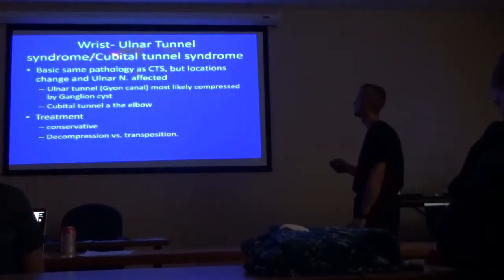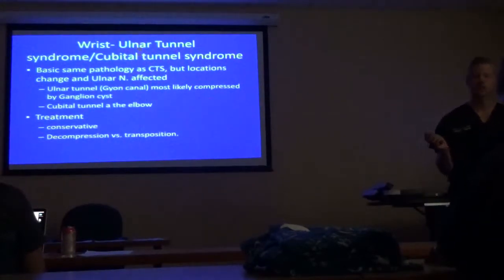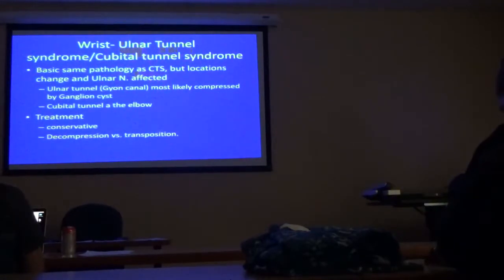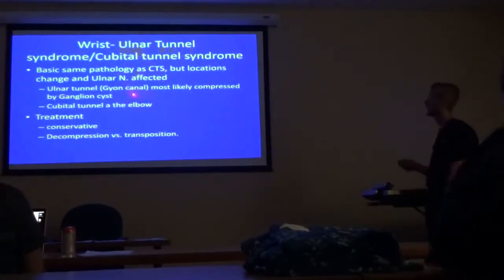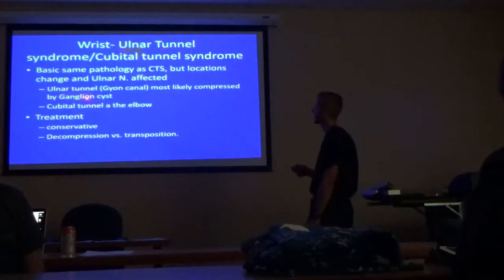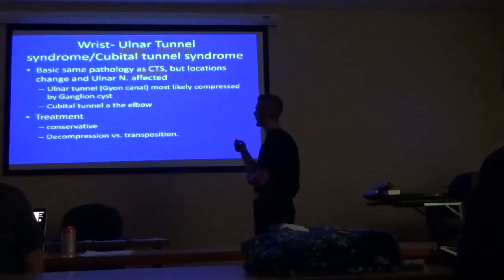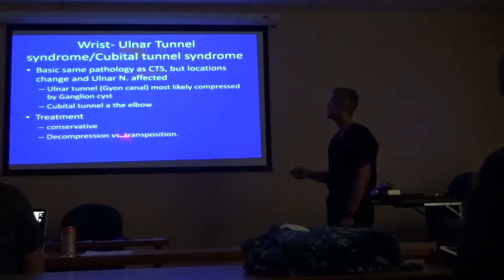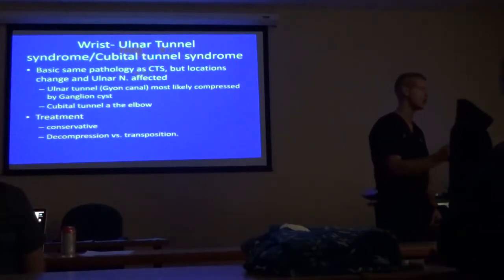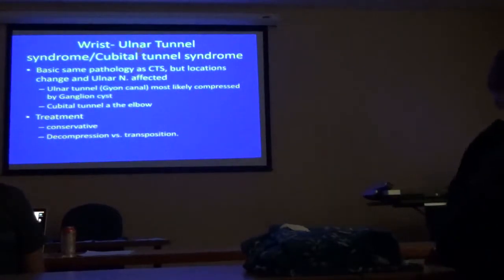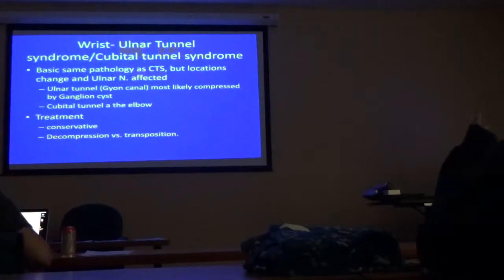Ulnar tunnel syndrome or cubital tunnel syndrome, same thing. Basically the same pathology as carpal tunnel syndrome, except it's your ulnar nerve, right? Ulnar tunnel, Guyon's canal, most likely compressed by a ganglion cyst. Cubital tunnel at the elbow, conservative treatment, decompression versus transposition. So with ulnar nerve transposition, you move that nerve outside of the tunnel so that it doesn't get compressed. And so instead of your median nerve distribution, you're going to have your ulnar nerve distribution, right?